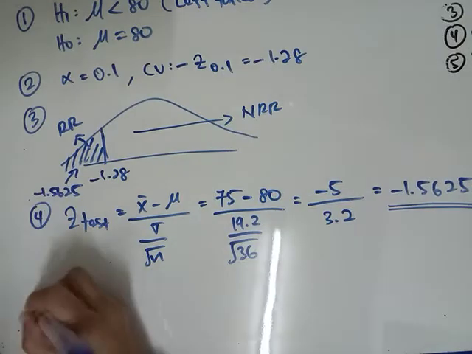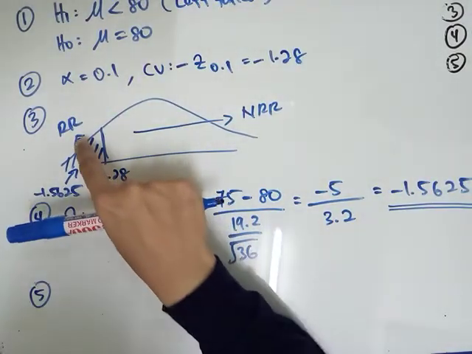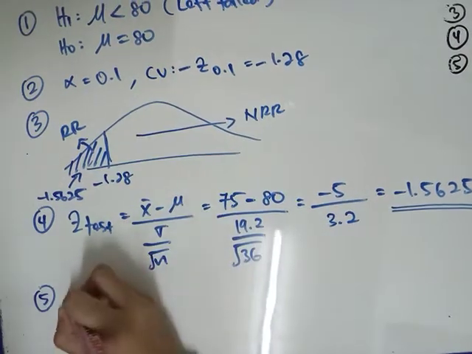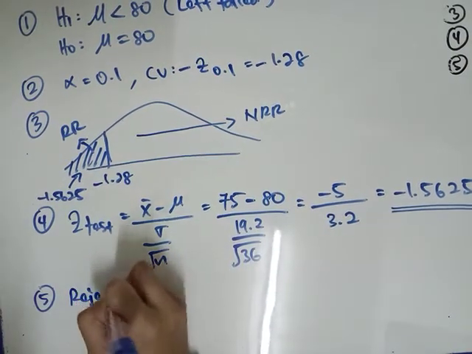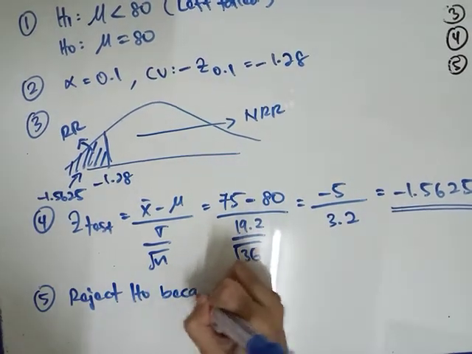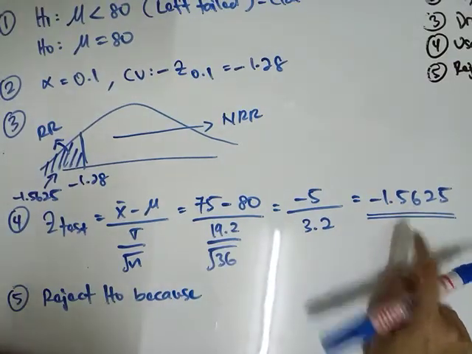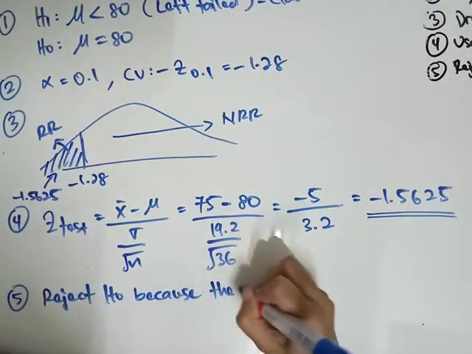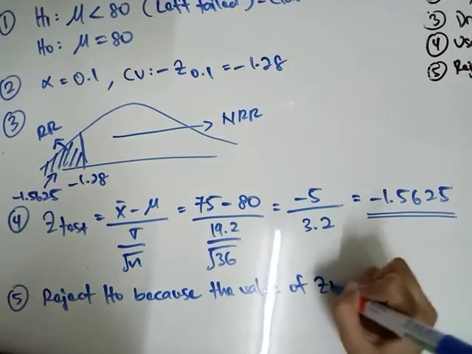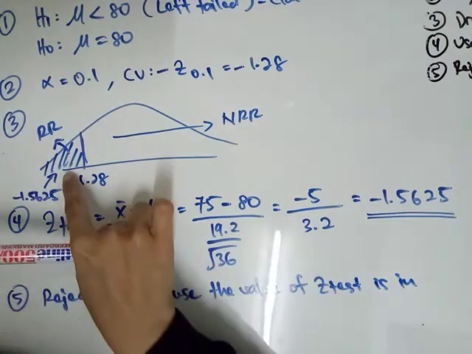So you have to make the conclusion. Step 5. What does RR mean? RR is reject H0. So reject H0. Why? Because you need to state the reason. Because the value of the Z test is in RR.